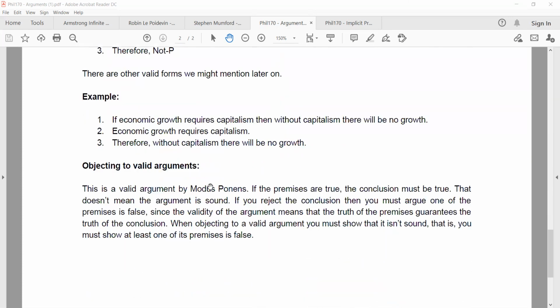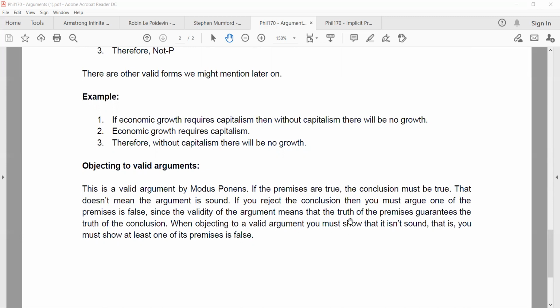So when you want to object to a valid argument, the thing that you want to say is that if the conclusion is false, then at least one of the premises must be false. Objecting to valid arguments just means that you're going to say that the arguments are not sound. You're going to reject the soundness of the argument, right? So you don't need to reject all the premises. You don't need to show that all the premises are false. You only need to show that at least one of the premises is false.